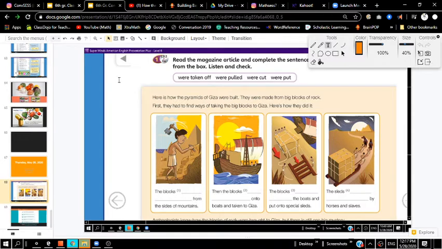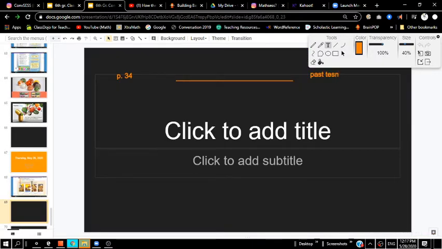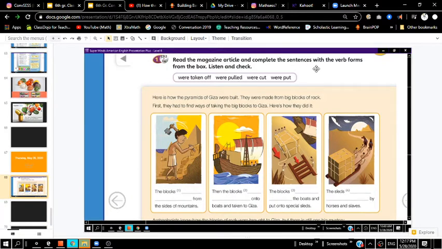On page 34, you're going to see there are 4 different vocabulary words that we're going to be looking at. The first one is were taken off, were pulled off, were cut, and were put. You'll notice all of these are in the past tense, okay, because we are just understanding a little bit more about what happened in the past. So, if we look at those vocabulary words, we'll notice that each one of those words we can use to describe the process with which the Egyptians used to build the pyramids.